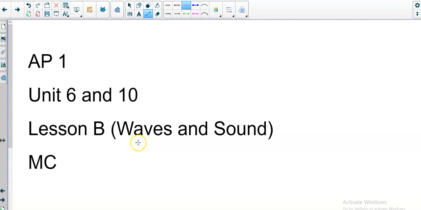Okay, AP Physics 1, Unit 6/10, Lesson B, which is all on Unit 10 questions on waves and sound. Multiple choice, explained, hopefully.